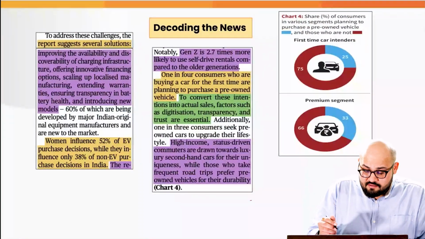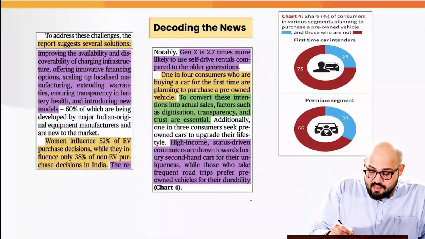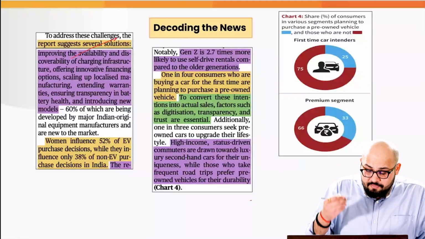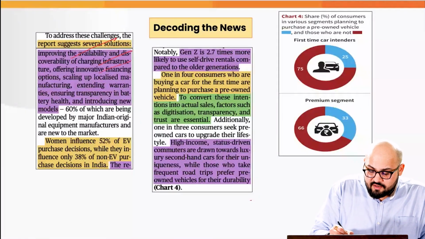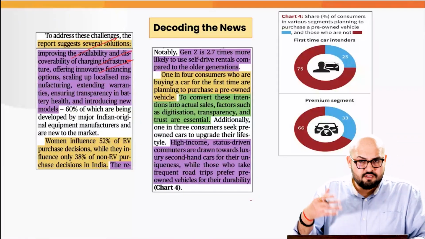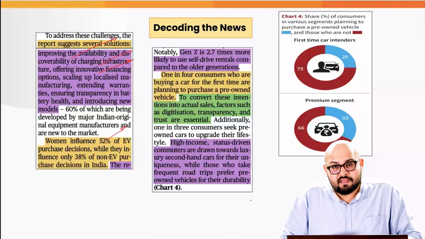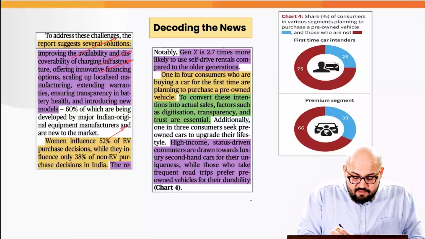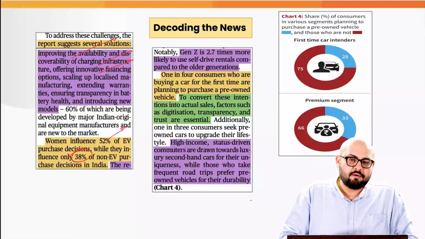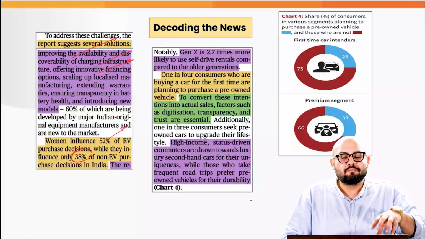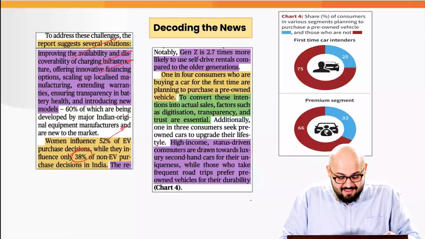Now, to address these challenges, the report suggests several solutions: improving the availability and the discoverability of the charging infrastructure, offering innovative financing options. So these are some of the measures which can be adopted. Women influence 52% of the electric vehicle purchase decisions, while they influence only 38% of the non-EV purchases. So what it shows is that women are more sustainable when compared to men, right?